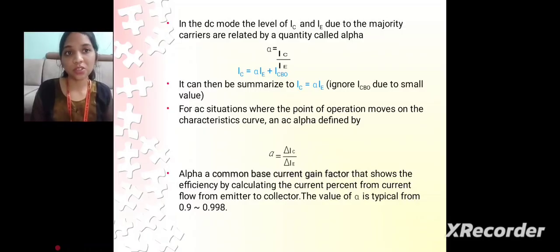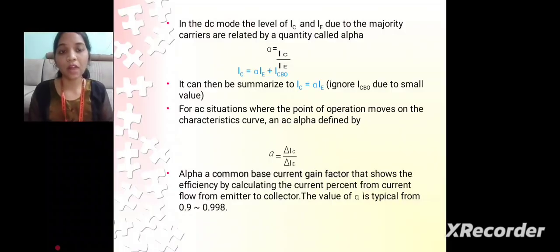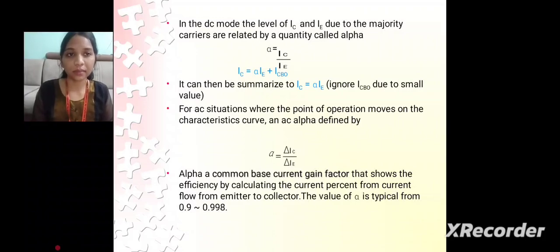For AC situations, where the point of operation moves on the characteristic curve, AC alpha is defined by alpha equal to delta IC by delta IE. Alpha is the common base current gain factor that shows the efficiency by calculating the current percentage flowing from emitter to collector. The value of alpha is typically from 0.9 to 0.998, in between that.